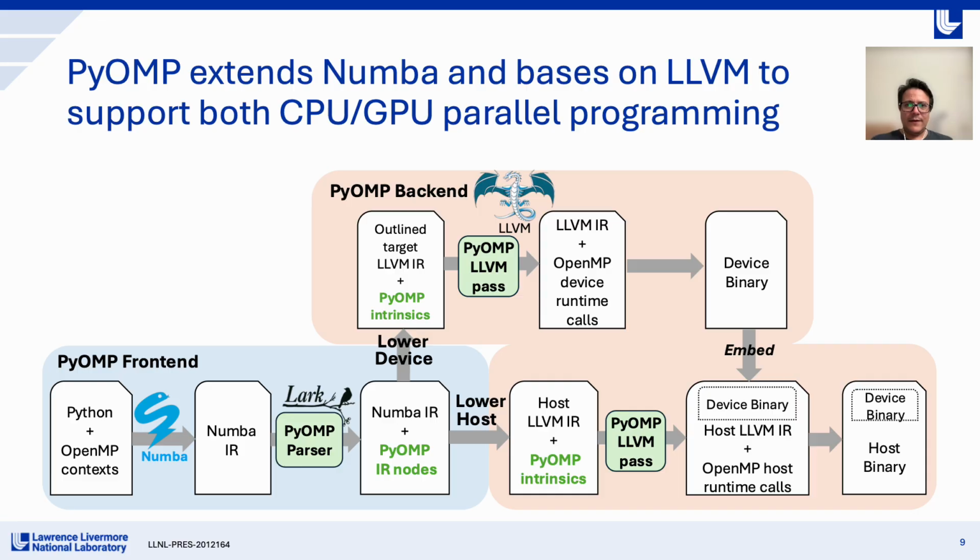PyOMP is implemented as an extension to Numba, which itself uses LLVM to compile Python. PyOMP adds an OpenMP parser that lowers OpenMP regions to Numba IR nodes, which are then lowered to LLVM IR with PyOMP defined OpenMP intrinsics. A final PyOMP LLVM pass converts these intrinsics into executable code targeting the LLVM OpenMP runtime.